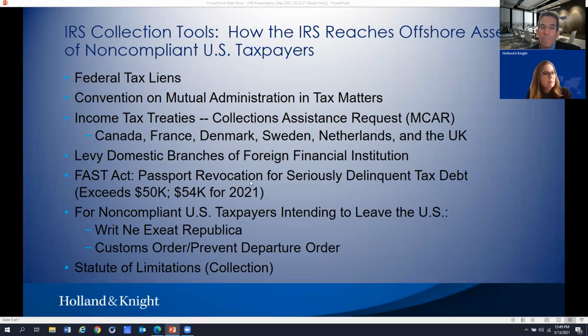So the FAST Act was introduced by Section 7345, maybe, I don't even remember, maybe 10 years ago. It authorizes the IRS to certify a taxpayer's seriously delinquent tax debt to the Secretary of State. That then enables the Secretary of State to revoke a passport, to deny the renewal of a passport, or to deny the passport application altogether.